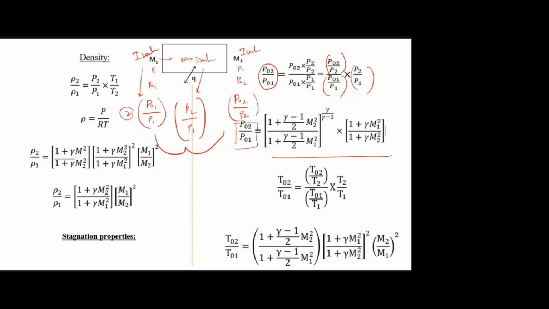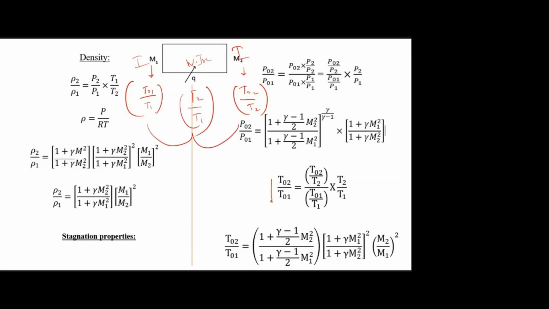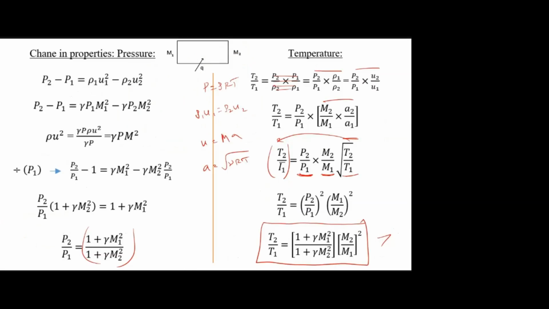Yes, sir. Okay. So almost the same procedure for the temperature also. So in this station I can find T01 by T1. In station 2 I can find T02 by T2 using isentropic relations. Then inside it is non-isentropic. So here I know T2 by T1. Use these three relations, you can find this ratio. So finally you can get it in terms of Mach number M1, M2. That's it. Derivation part for the Rayleigh flow.